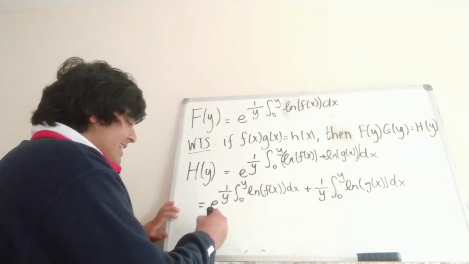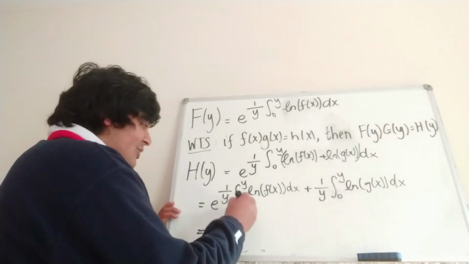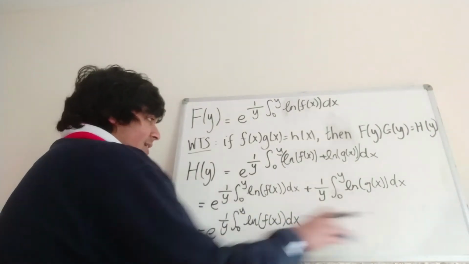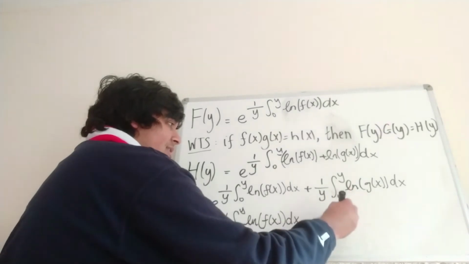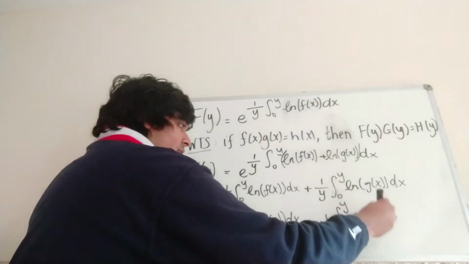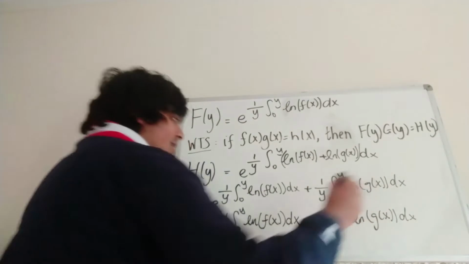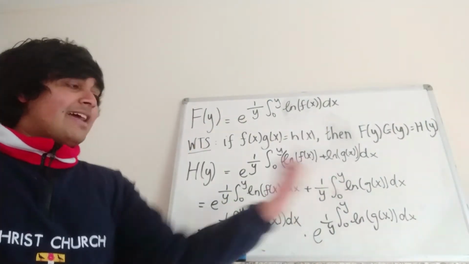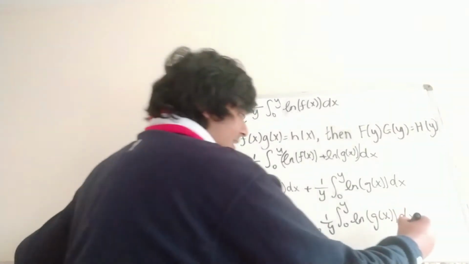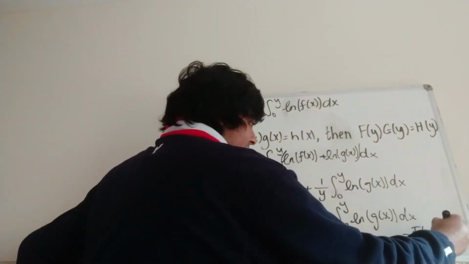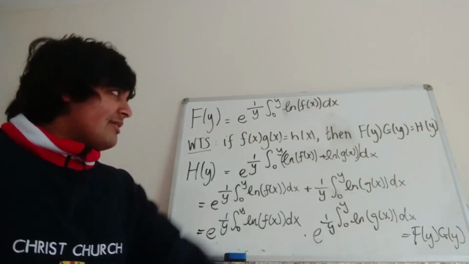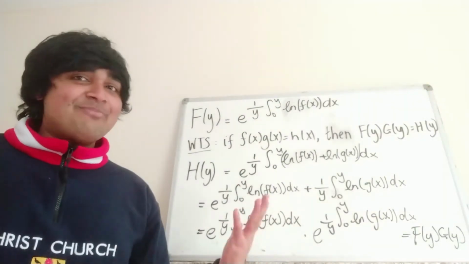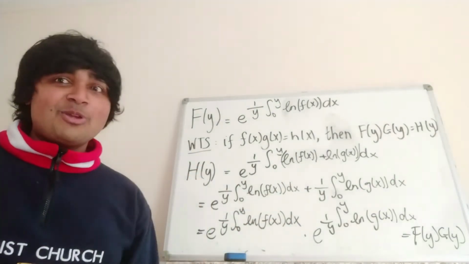So this is just e to the 1 over y, integral from 0 to y, of the ln of f of x dx times e to the 1 over y times integral from 0 to y of ln of g of x dx. And quite clearly this thing here is capital F of y, just looking at the definition, and this thing here is capital G of y. So this thing equals capital F of y times capital G of y, like so, and we've proved what we wanted to prove. Again, kind of straightforward, some very cheap marks. You don't have to do too much apart from know your basic log tricks.